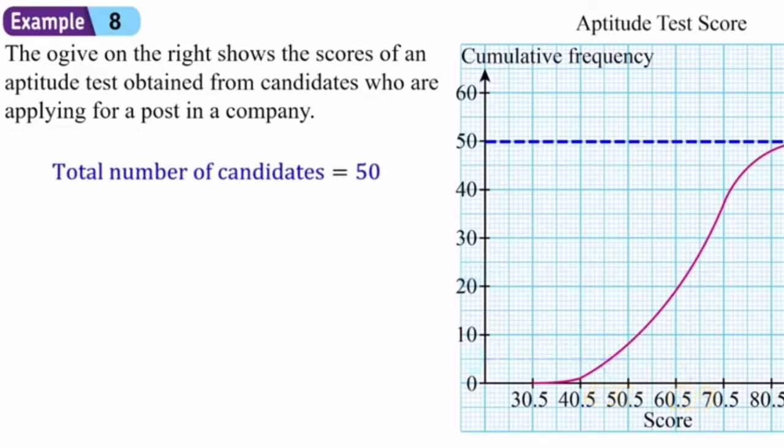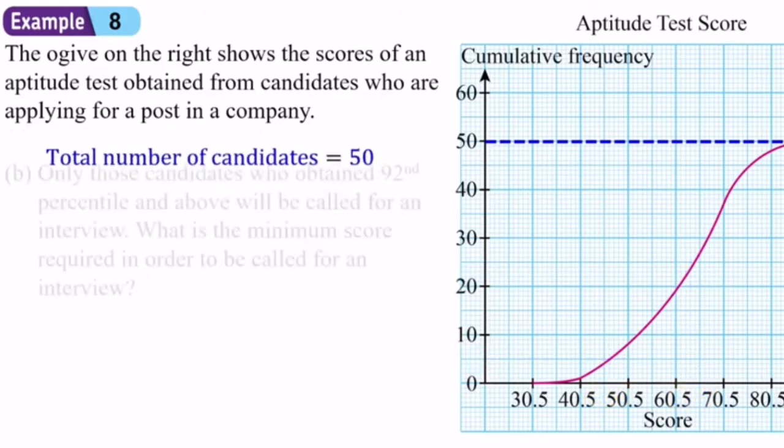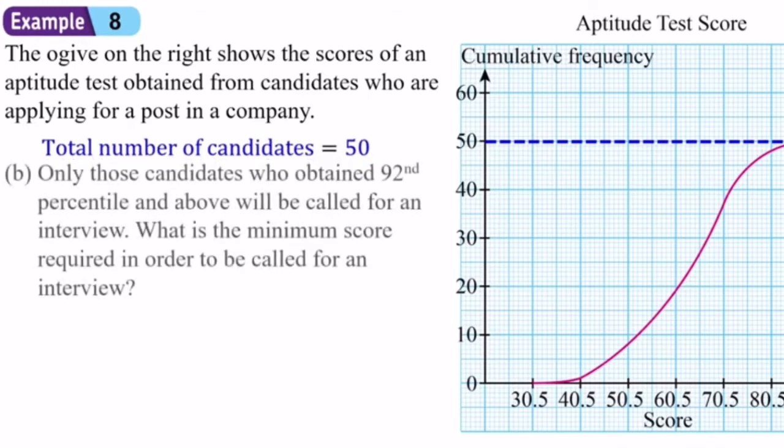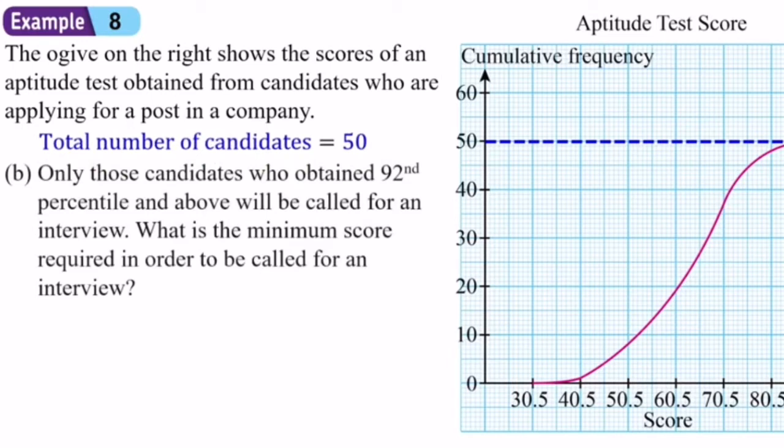It's quite simple, right? Now let's see, the Ogive on the right shows the score of an aptitude test, right? Candidates are applying for a post in the company. As we know, the total number of candidates is 50. Only those candidates who obtain 92 percentile and above will be called for an interview. What is the minimum score required in order to be called for an interview?